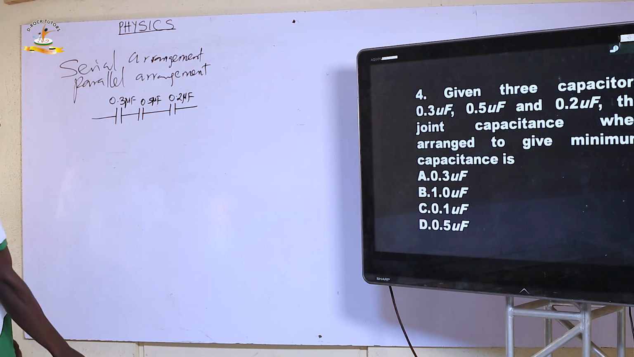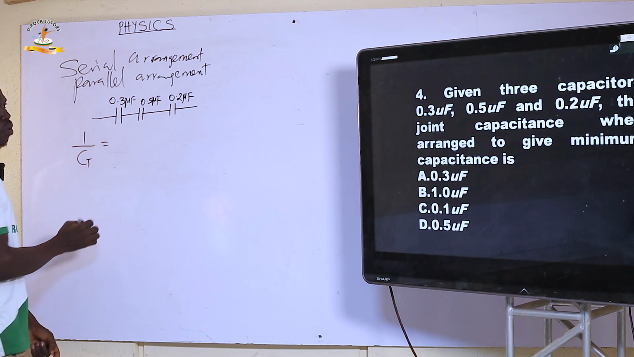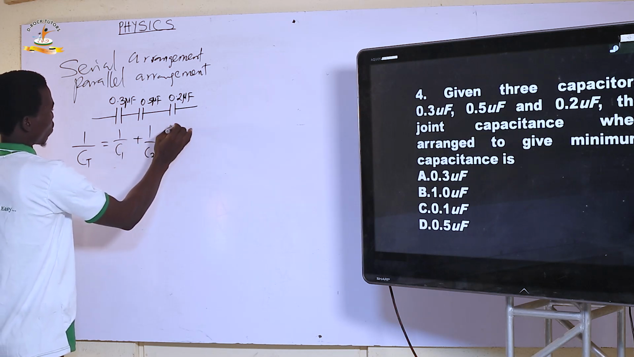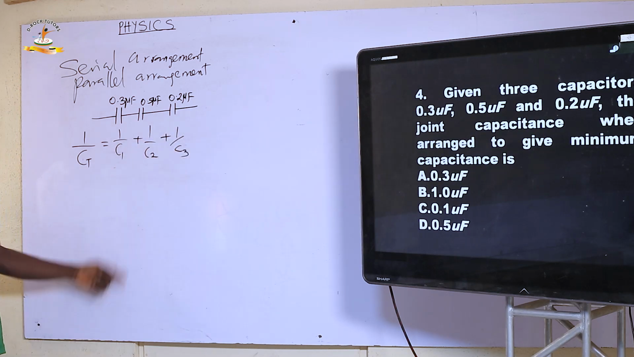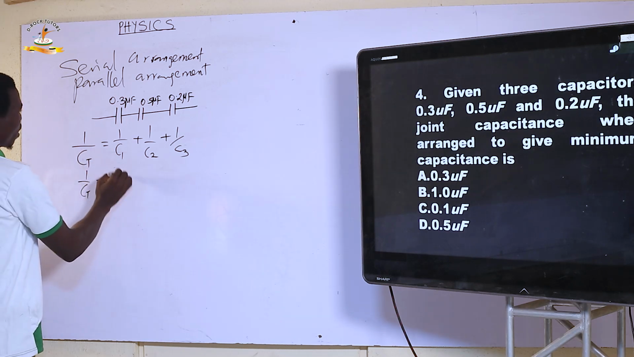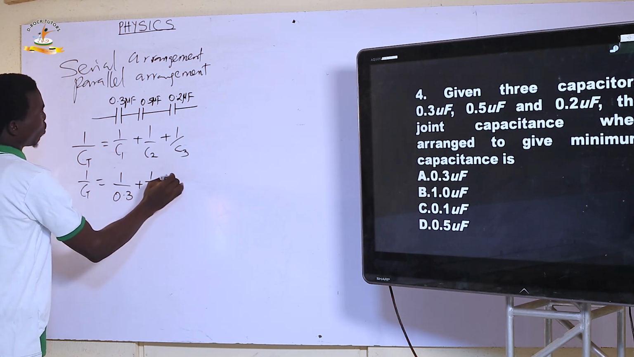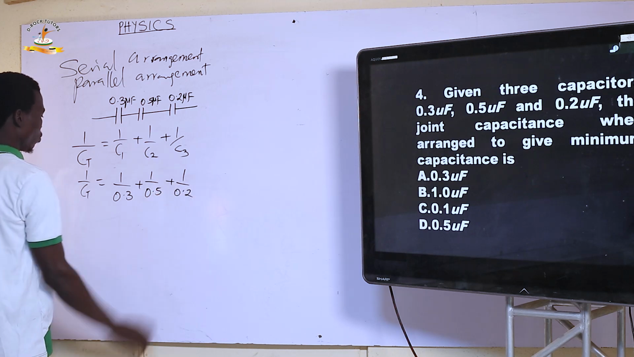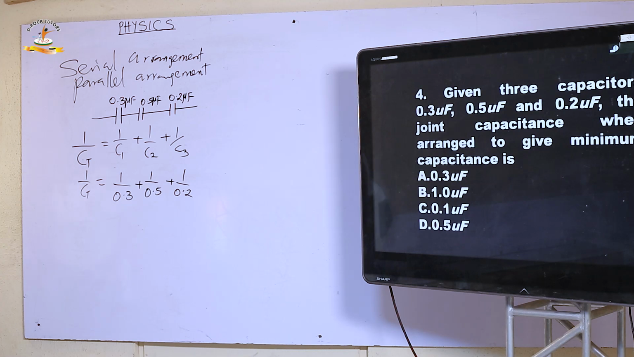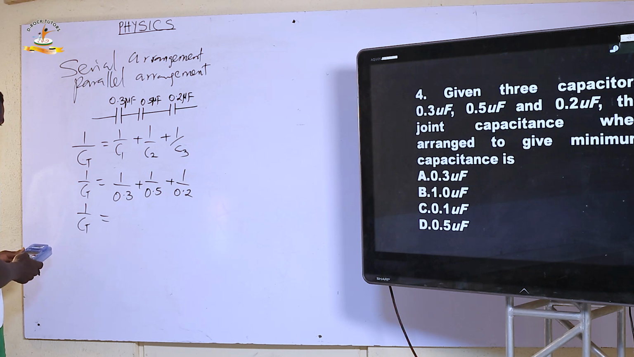In this case, 1 over C total is going to be 1 over C1 plus 1 over C2 plus 1 over C3. And here we put our respective values there. So 1 over C total is going to be 1 over 0.3 plus 1 over 0.5 plus 1 over 0.2. And what do we have there? Obviously, we bring out our calculator and we can say 1 over C total equals 1 by 0.3.